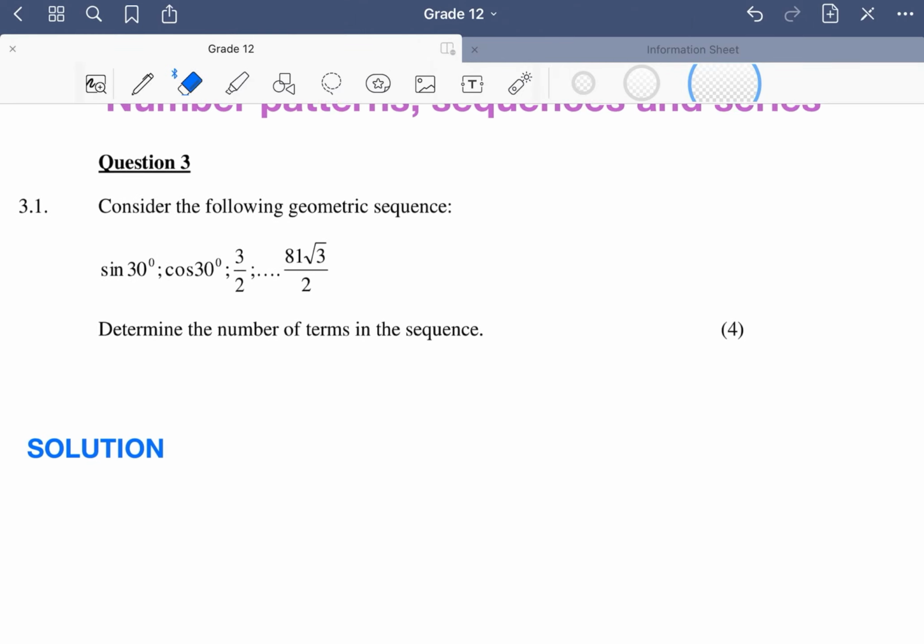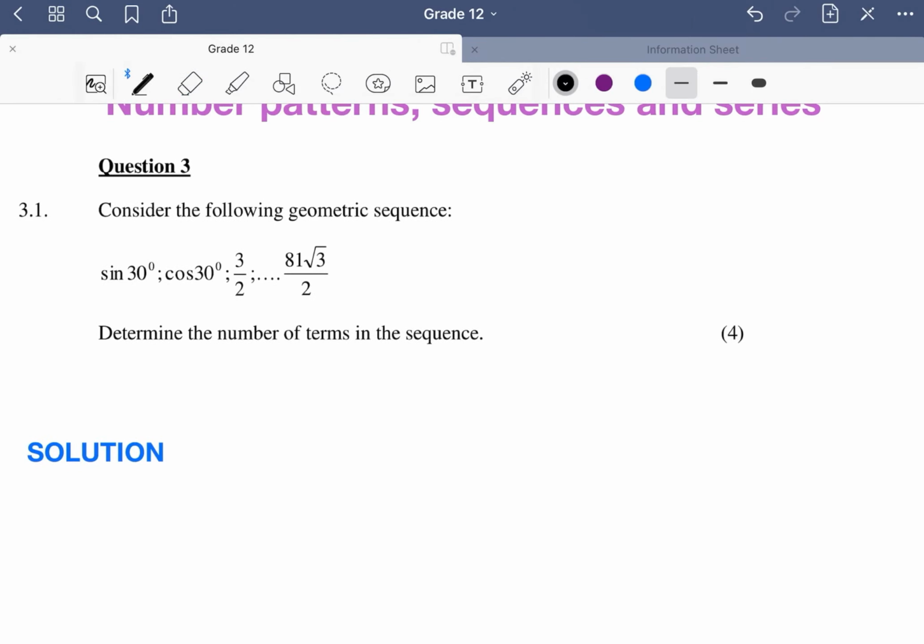The first part of question 3 says, consider the following geometric sequence. And they tell us you have sine 30, you have cos 30, you have 3 over 2, dot dot, 81 square root of 3 over 2. So before we answer this question, I think we need to do a revision on geometric sequences.